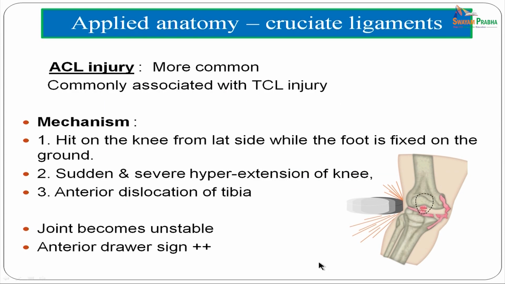Coming to the next set of injuries, the cruciate ligaments are also injured, and they are commonly associated with a tibial collateral injury. The mechanism of injury to the cruciate ligaments is usually a hit on the knee from the lateral side while the foot is fixed on the ground. An anterior cruciate ligament injury also results from a sudden and severe hyperextension at the knee, and it can also result from the anterior dislocation of the tibia. The joint becomes unstable, and it shows what is called an anterior drawer sign positive.